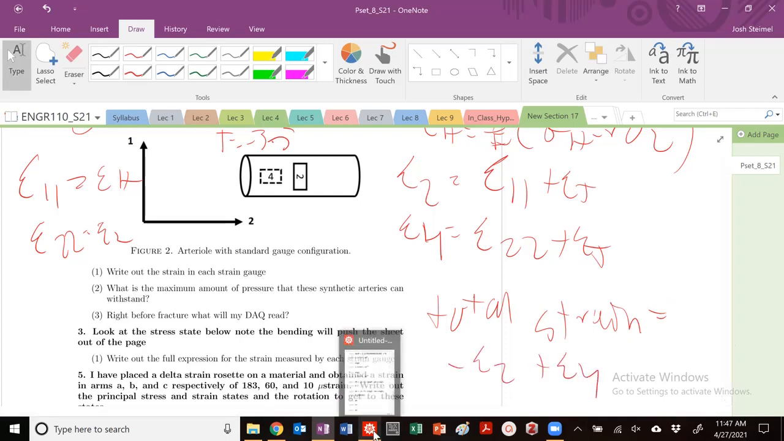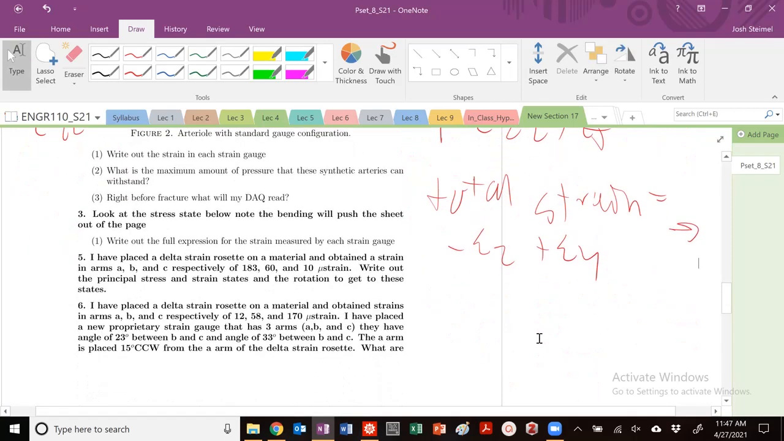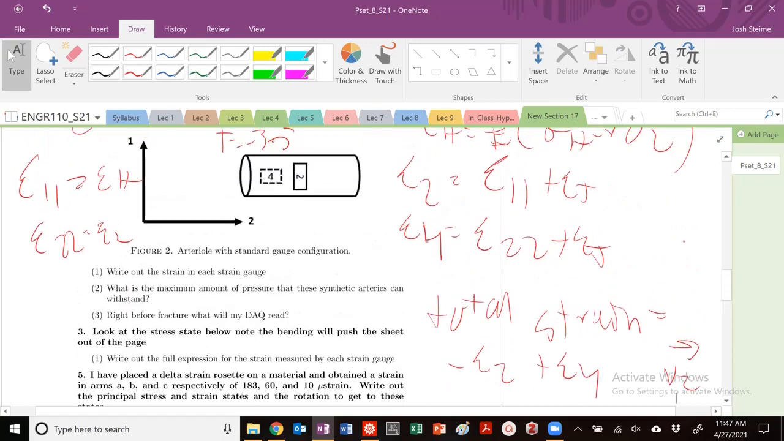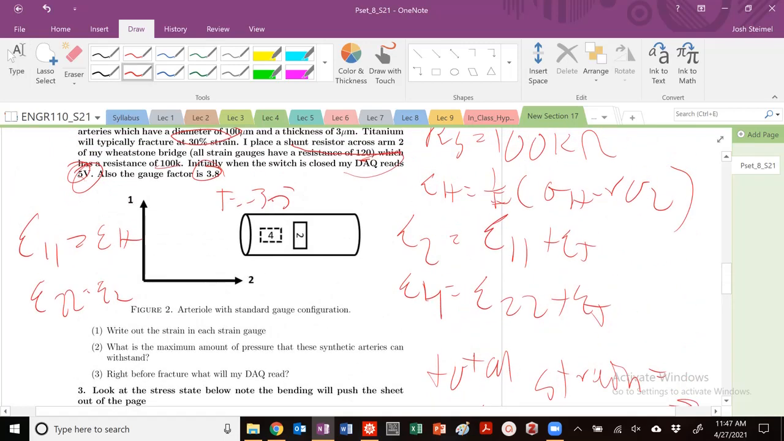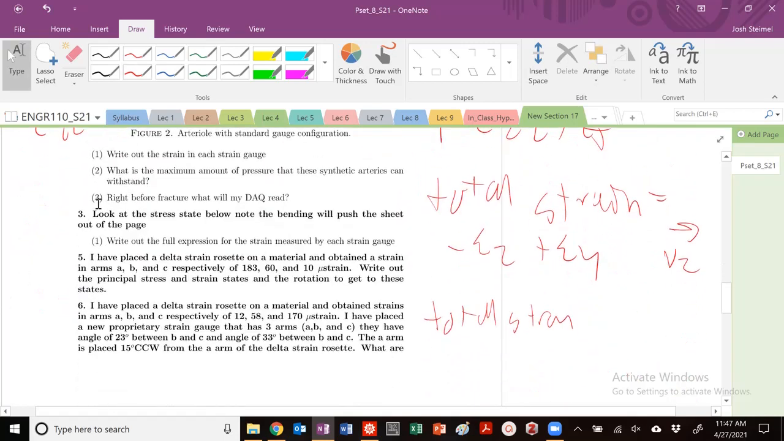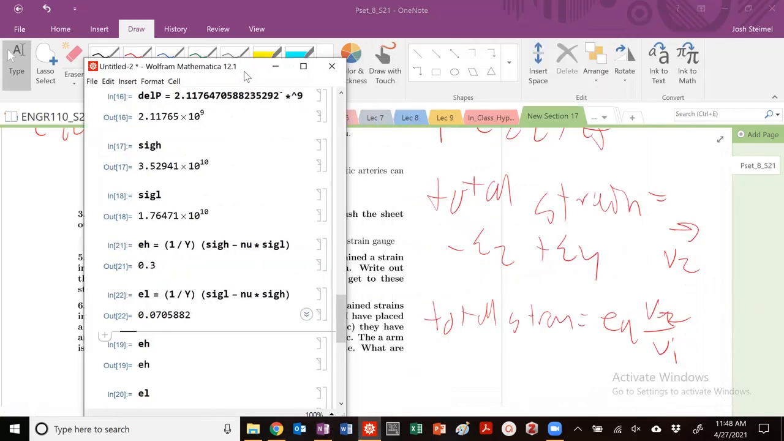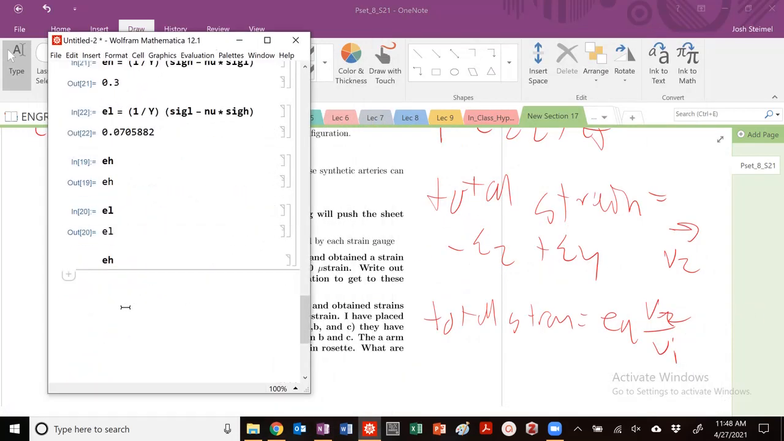So I need to solve for what's the voltage at this total strain here. If we remember our equation, for our total strain, we're calling this V2, and I'm going to call this my V1. My total strain is going to be equal to my equivalent strain times V2 divided by V1. So that's our equation. So let's go ahead and set this equation up.